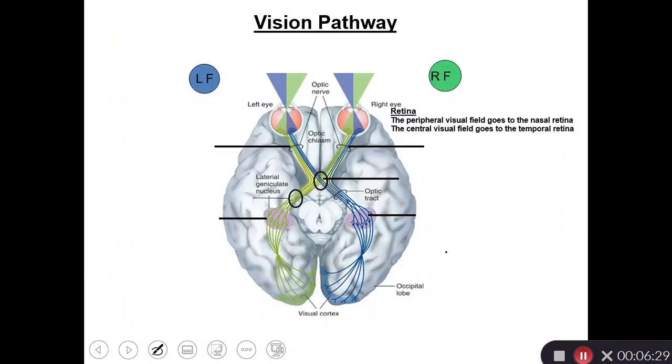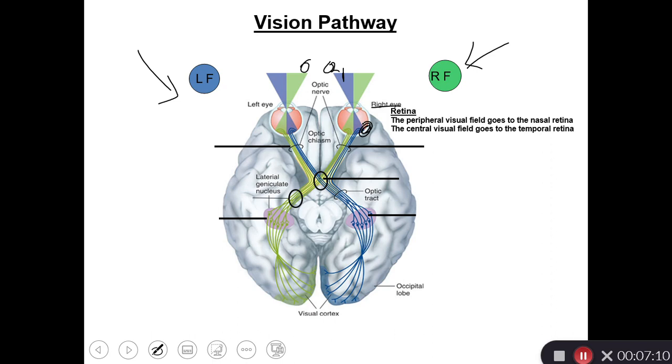Now with the vision pathway. So here is the right vision field. Here is the left vision field. If you look at your central vision, it goes to the lateral side of the retina, which we call temporal retina, not in the center, the lateral side. So this blue here is central to the right eye, and if you follow it, it goes here to the lateral side of the retina of the right eye that we call temporal retina.